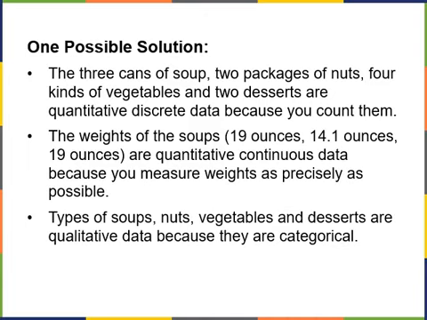So that would be called continuous data. Okay. Now the types of soups, those are qualitative. For example, what do we have? We have like Italian wedding and tomato bisque. They're just different types of soups. They're not ranked in how tasty they are or anything like that. They're literally just this type of soup, that type of soup. We're describing what type of soup it is, or what type of vegetable it is, or dessert it is. So that would be qualitative because now they're categorical.